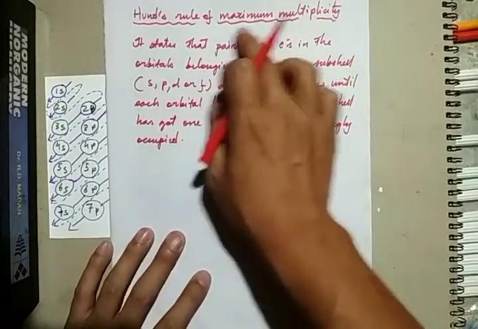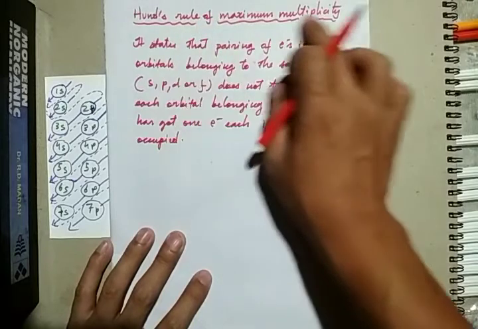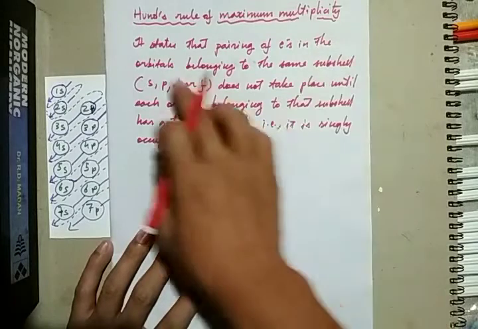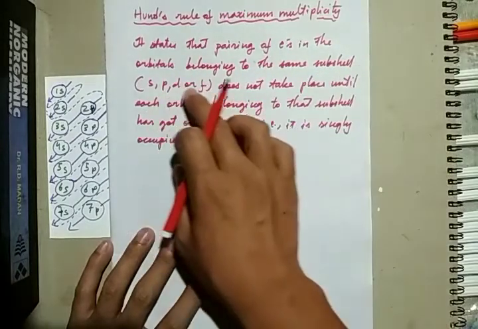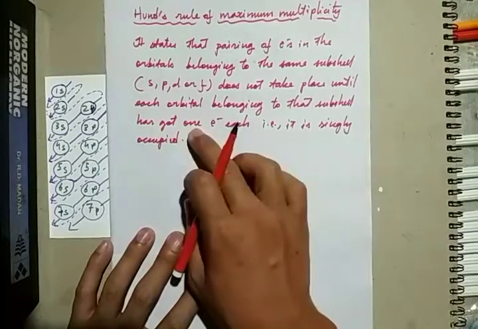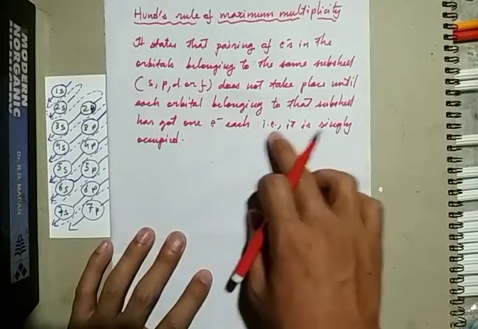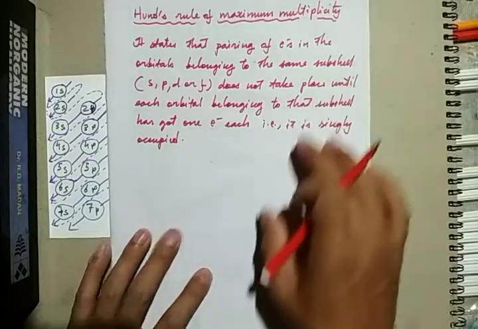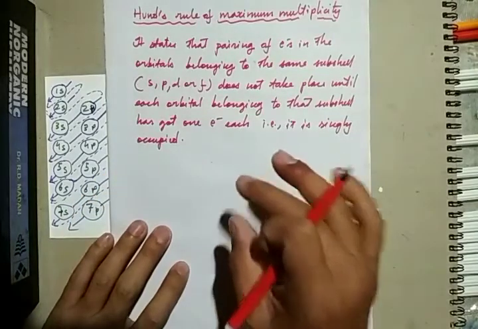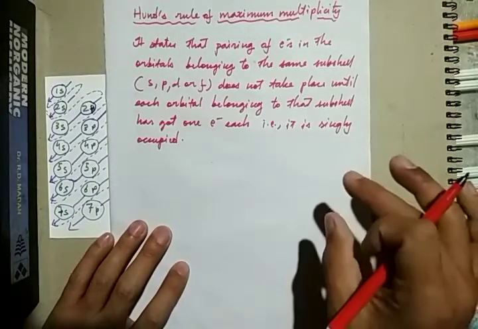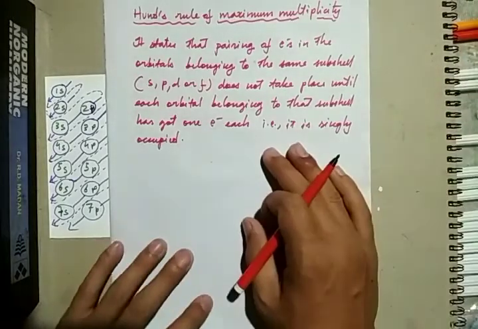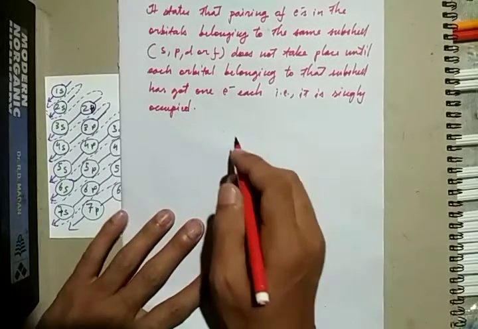According to Hund's rule of maximum multiplicity, pairing of electrons in the orbitals belonging to the same subshell as p, d or f does not take place until each orbital belonging to the same subshell has got one electron each, that is, it is singly occupied. So according to this rule, the electron will be singly occupied in each orbital of the subshell. Let us see some examples for better understanding.